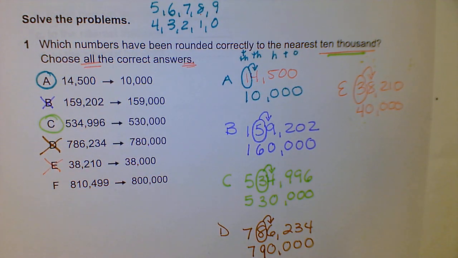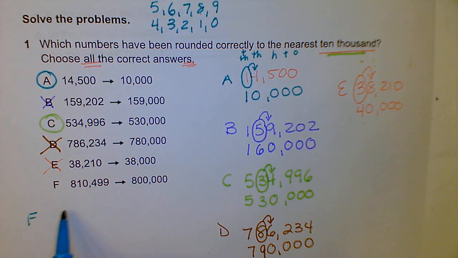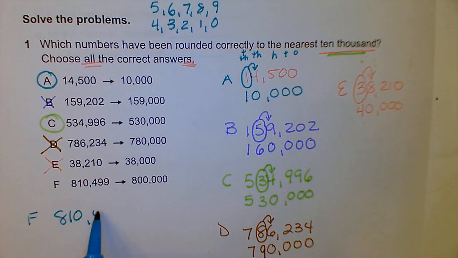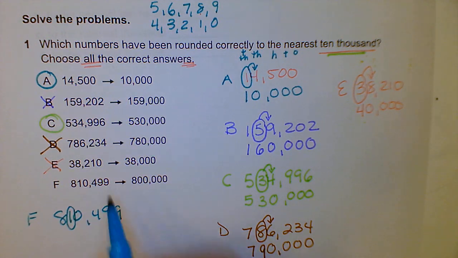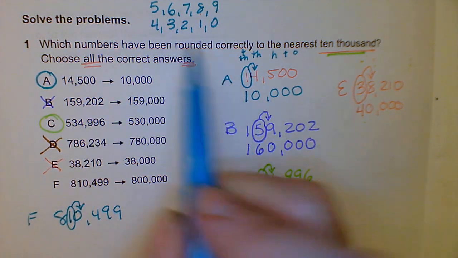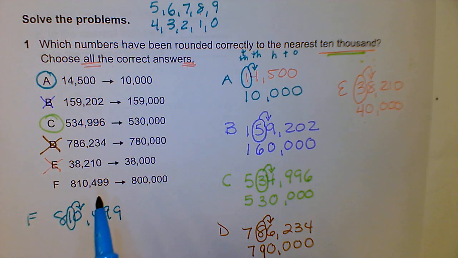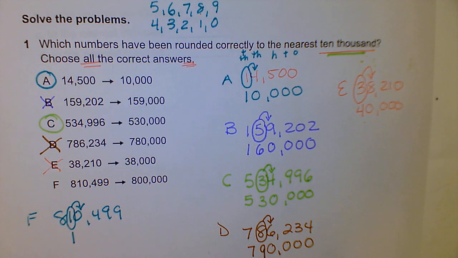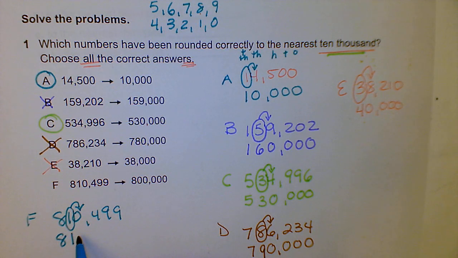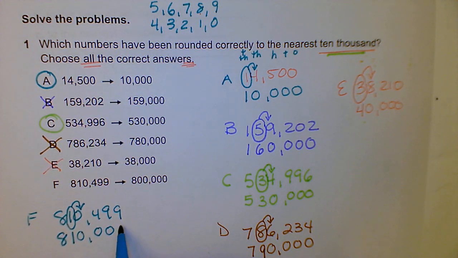And F is going to be the last one here. And I am going to go ahead and put F right here underneath, so it'll be nice and clear. So for F, we have 810,499. I'm going to round it to the nearest 10,000. And if I look next door, there's a 0. 0 is part of the 4 or less let it rest group. So I'm going to let it rest. I'm not going to change that 1. I just leave it alone. I don't change it at all. I keep everything to the left. Don't lose that 800,000. And everything to the right gets a 0.